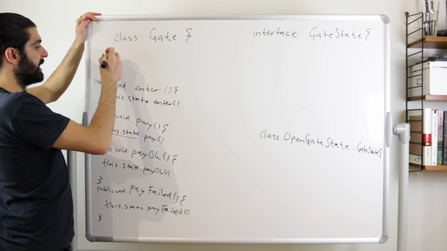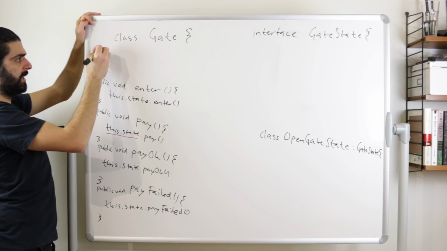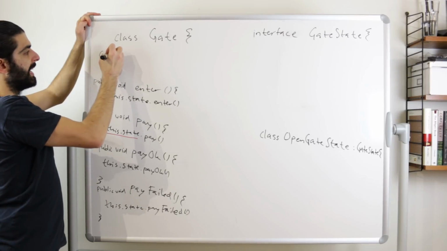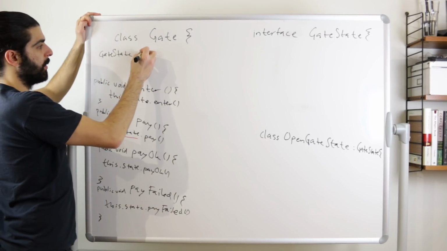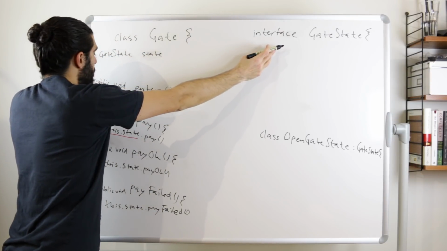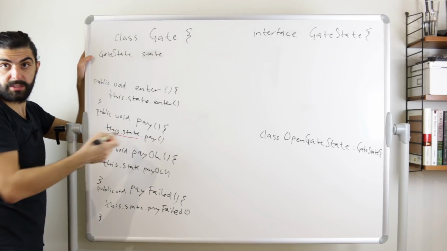So then let's say that there is an instance variable. Let me follow this indentation instead of the class indentation. Again, apologies about that. So we need an instance variable of type gate state, and let's call it state. So it's of type gate state, which is this interface over here. And we call it state, which is the name that we used here in these different methods when we delegated.